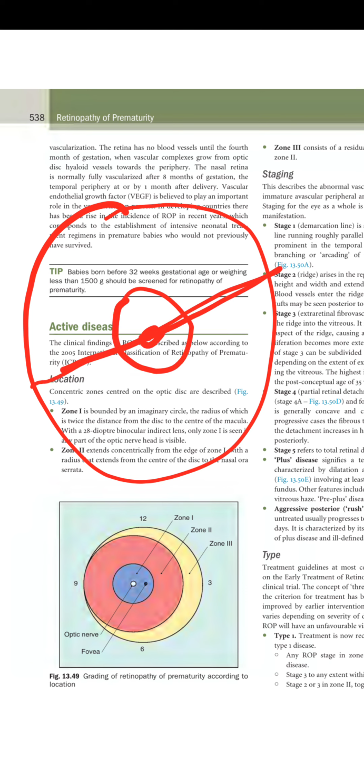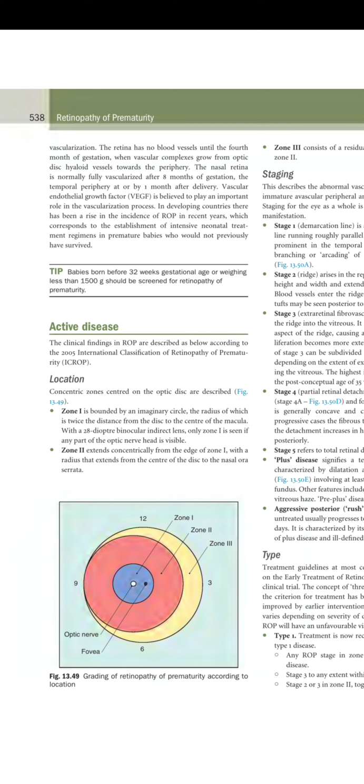So this is an optic disc and about the fovea, you double it, and so this is the radius. So the radius of which is twice the distance from the disc to the center of the macula. With a 28 diopter binocular indirect lens, only zone 1 is seen if any part of the optic nerve head is visible. Then there is zone 2.